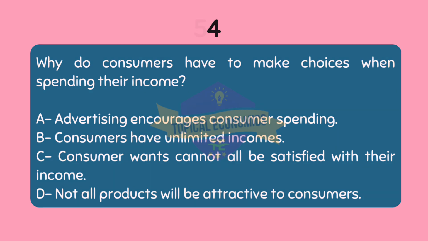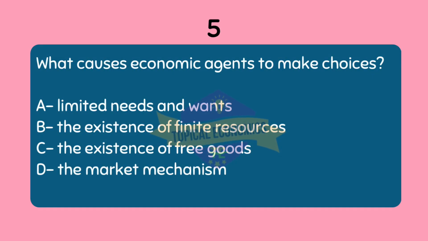Moving on to the fifth question. What causes economic agents to make choices? A. Limited needs and wants. B. The existence of finite resources. C. The existence of free goods. D. The market mechanism. This question is from year 2020 October-November version 2 paper.